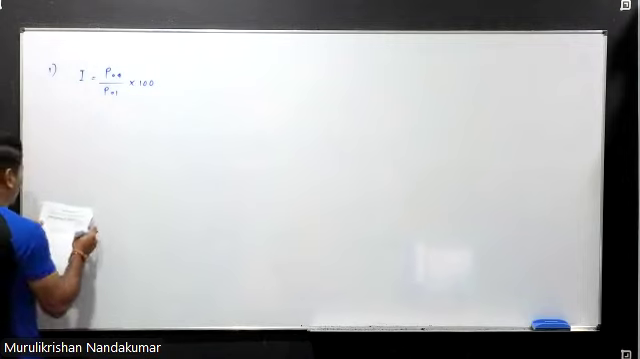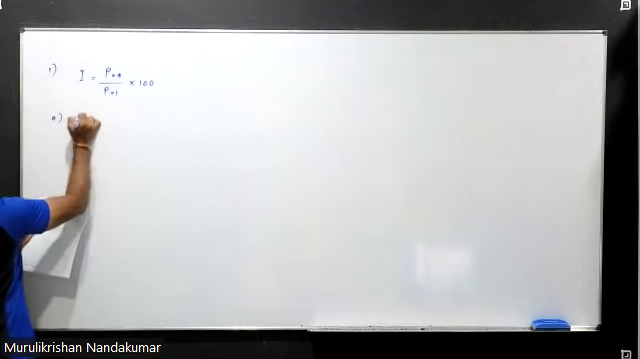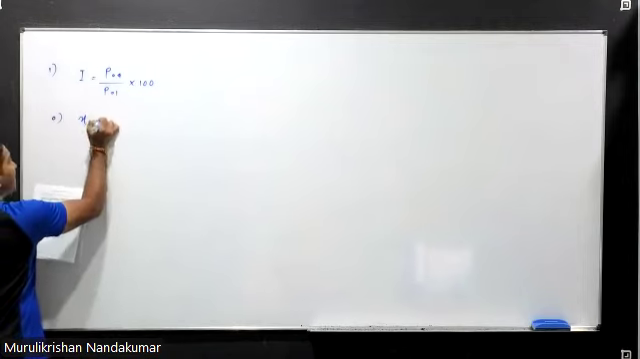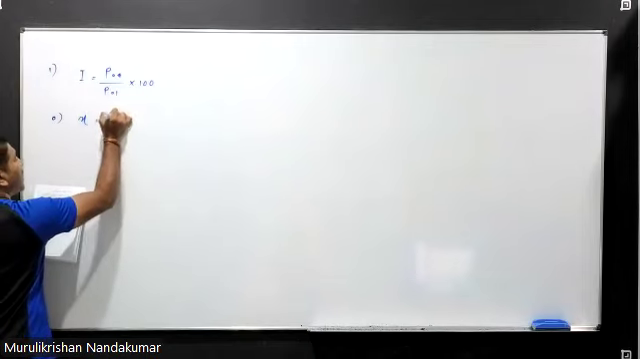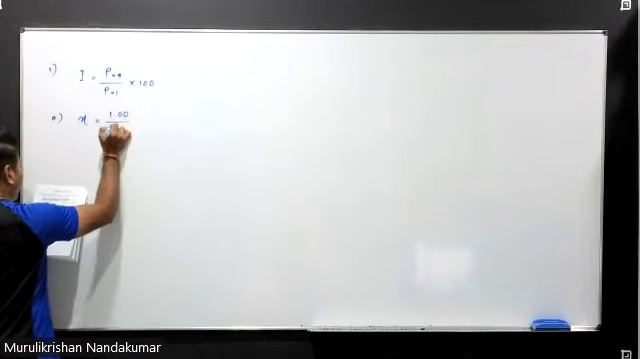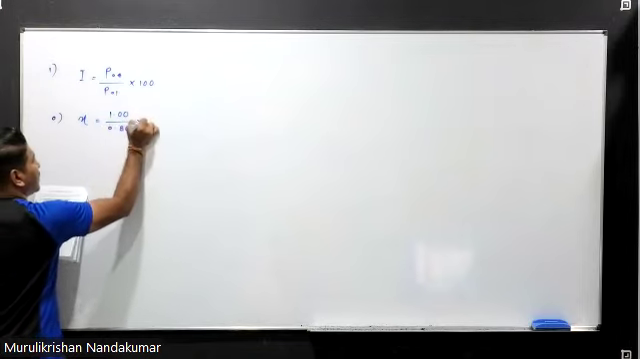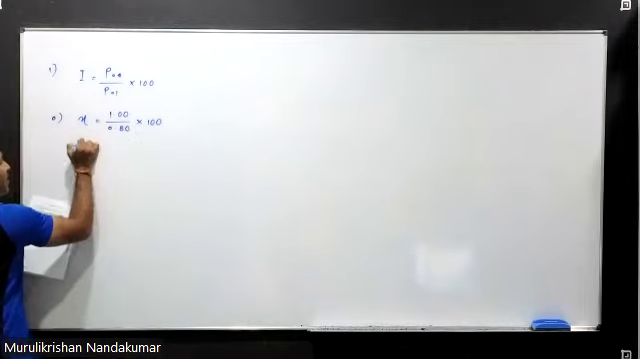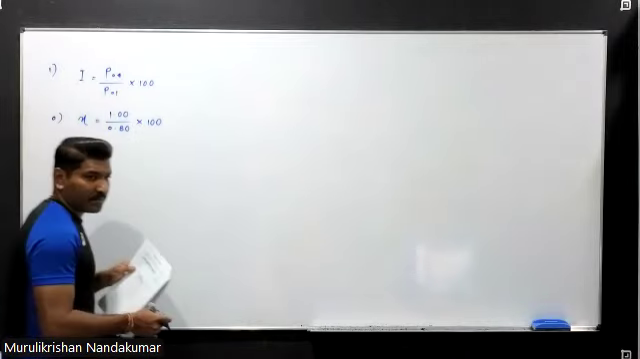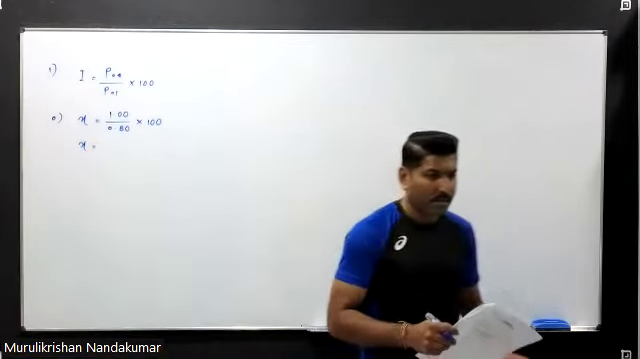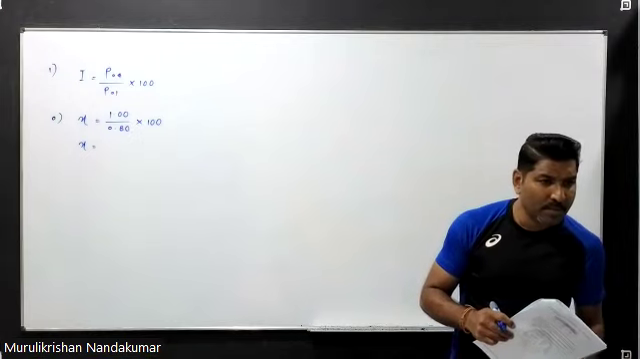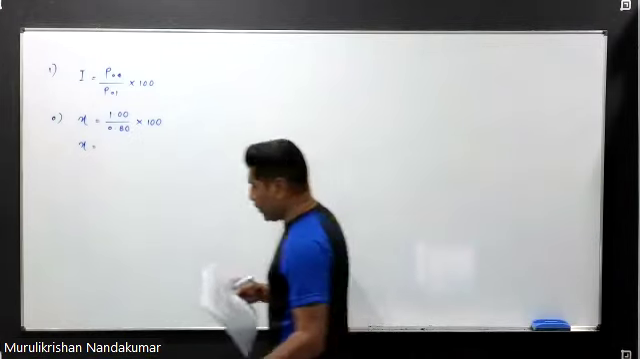Okay, let's start with question A first. So the index is X. The price of 2004 is 1 ringgit. The price of 2001 is 80 cents, times 100. So what is the X, class? 125. 125. Thank you.